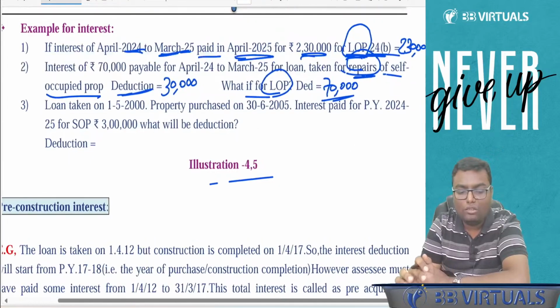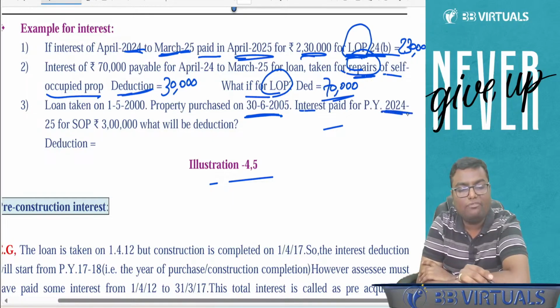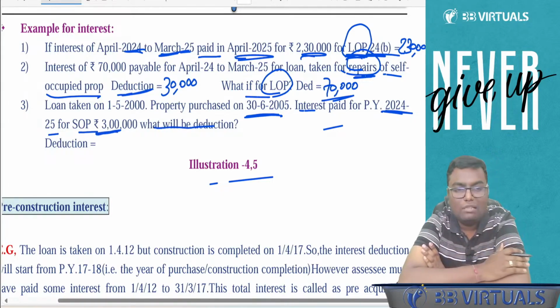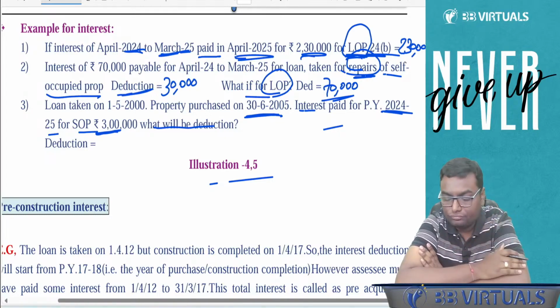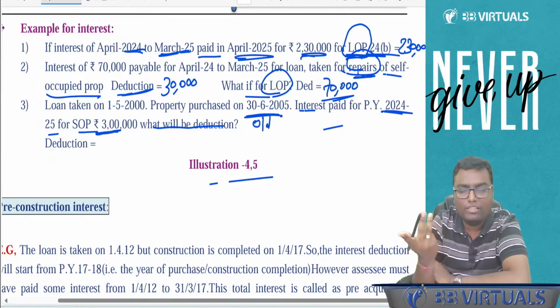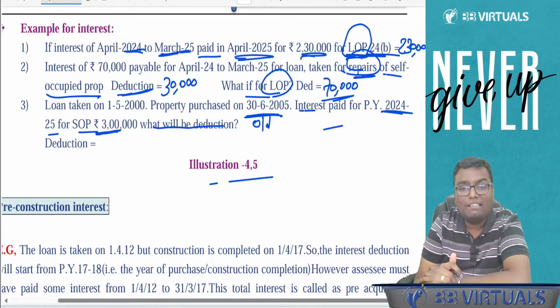Last, loan taken on 1st May 2000. Property purchased on 30th June 2005. Interest paid for the year 24-25 for SOP is rupees 3 lakh. What will be the deduction? Tell me the amount of deduction over here. Let's assume this is the old regime, because if it is 115 BAC, it will be 0 because the property is a SOP. Now understand the property is SOP.